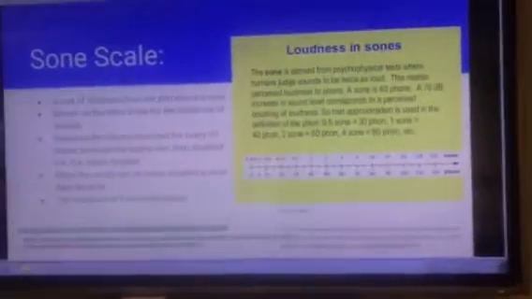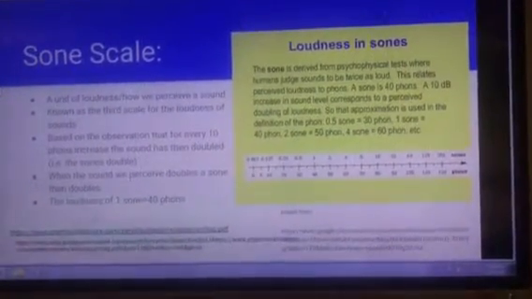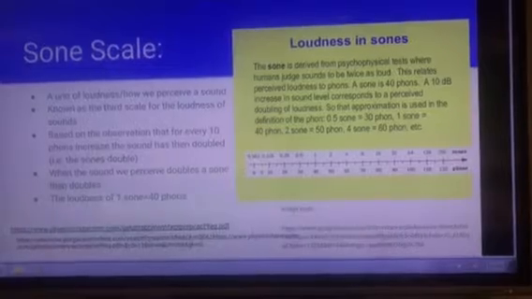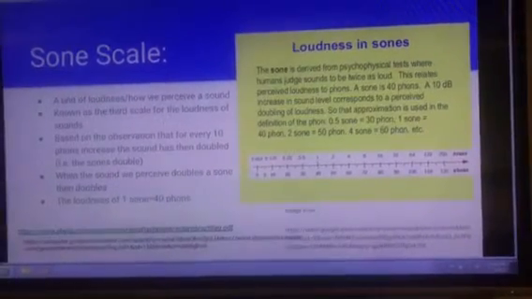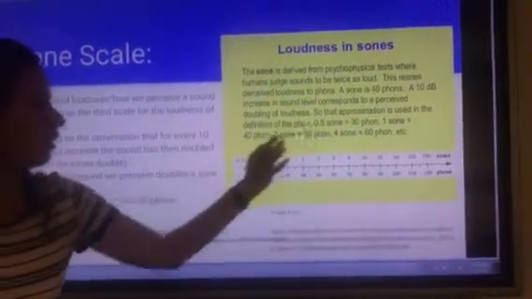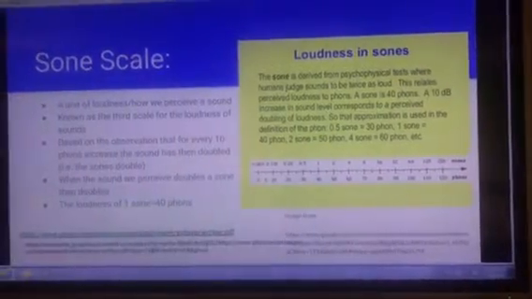So it's just known as that third scale for loudness, and it's based on the observation that with every 10 phone increase, the sound has then doubled. So that's how we get that doubling of sound all the way through.